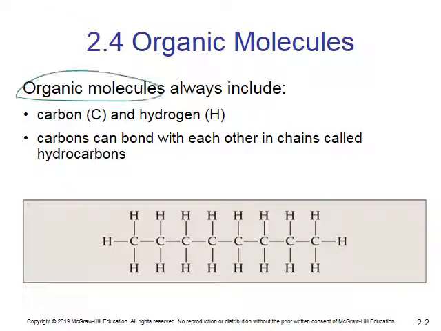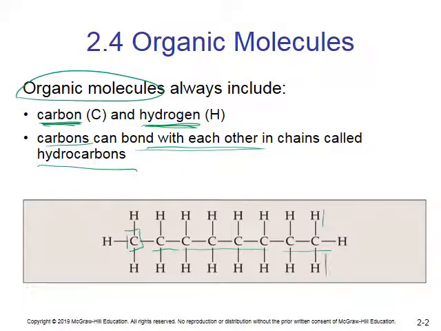First, let's talk about organic molecules. So organic molecules are always going to have carbon and hydrogen. Carbons can bond with each other and form hydrocarbons. So you can see here we have the carbons lined up, and then you're always going to have, remember, 4 bonds. When we looked at that octet rule, we said in that first ring, carbon had 2.